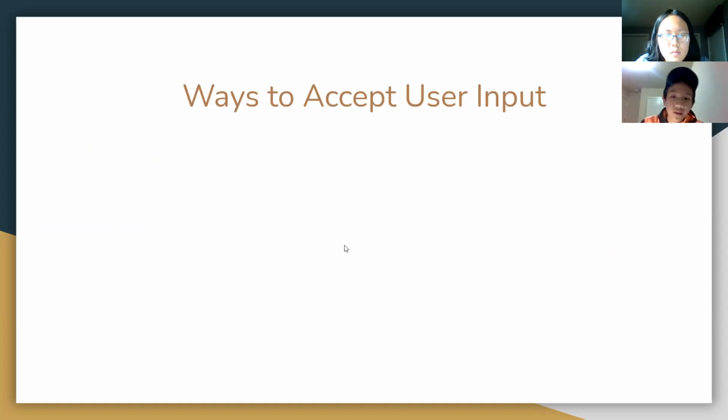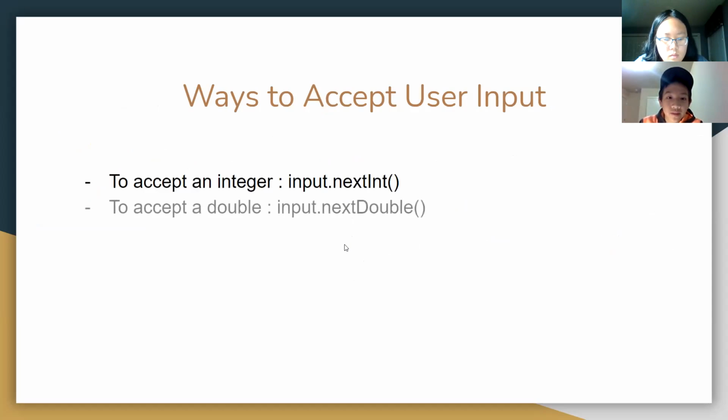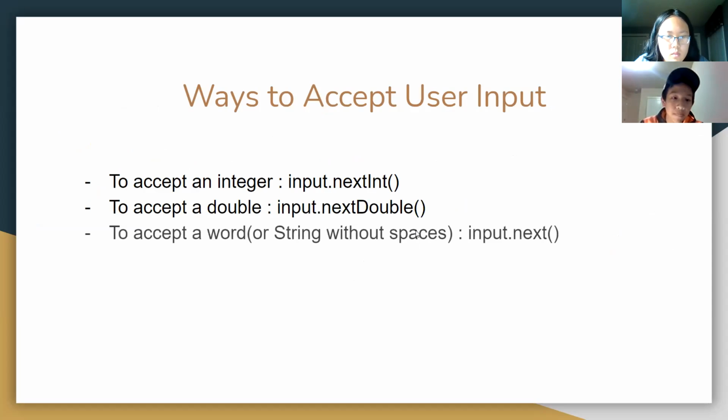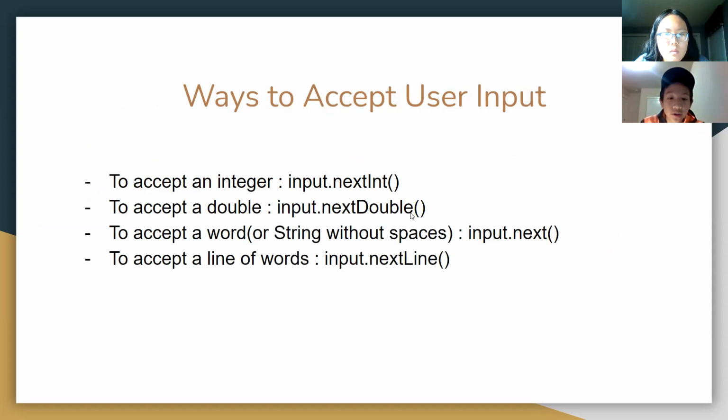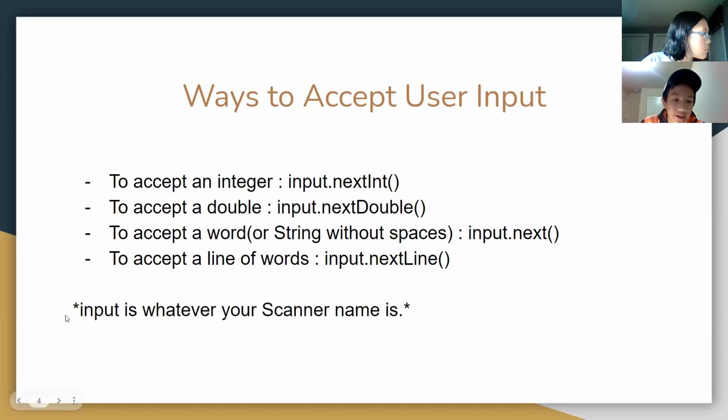All right, so we're going to teach you guys 4 ways to accept 4 different types of user input. To accept an integer, just do input.nextInt. To accept a double or a decimal, input.nextDouble. If you want to accept a word or a string without spaces, which is very important, input.next. And to accept a line of words or a sentence, just use input.nextLine. And input is just whatever your scanner name is, as I said before. When you do this, don't forget to add the parentheses at the end of input.next, whatever.